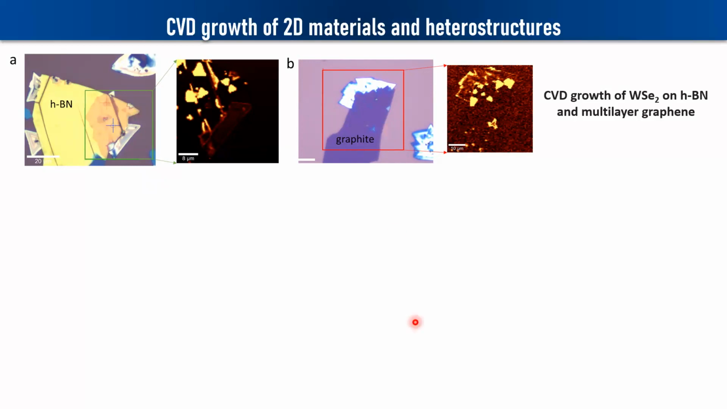This is interesting because it will give you a very nice coupling between the two 2D materials. And if you can make graphene and hBN on a larger scale using CVD, then they can be directly used for large area growth of WSe2 or any other TMDs.